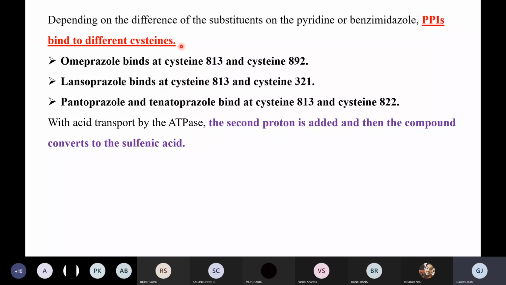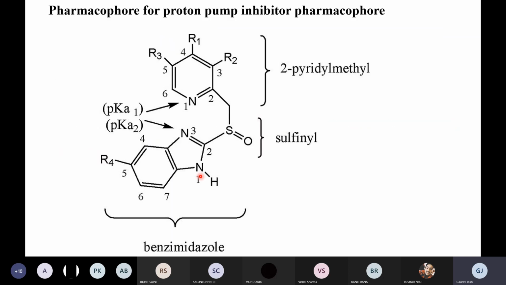So now what happened? Firstly, whenever we are taking the proton pump inhibitor, what is happening? They are going inside the stomach and they are actually getting protonated. I'll be showing you some mechanism. Before going to that, we have a pharmacophore for the proton pump inhibitor. So what does it look like?